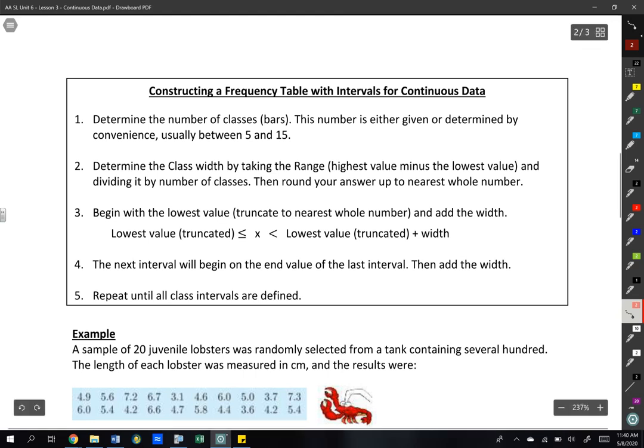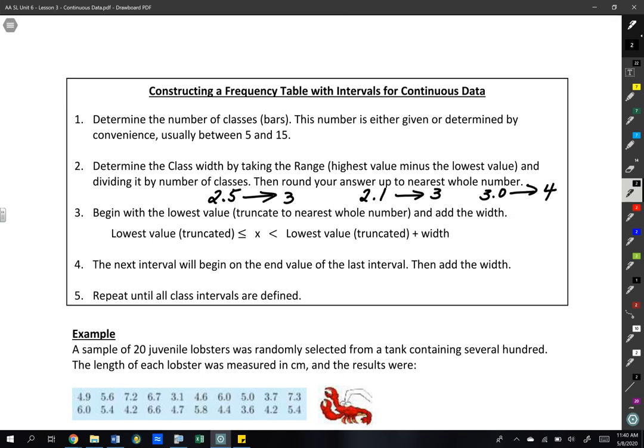Number 2, determine the class width by taking our range. The range is defined as the highest value minus the lowest value, and then you divide it by the number of classes. And we're always going to round up to the nearest whole number. So if we were to get 2.1, we would round up to 3. If we were to get, let's say, 3.0, we would round up to 4. If we were to get 2.5, we would round up to 3. So hopefully you get the idea.